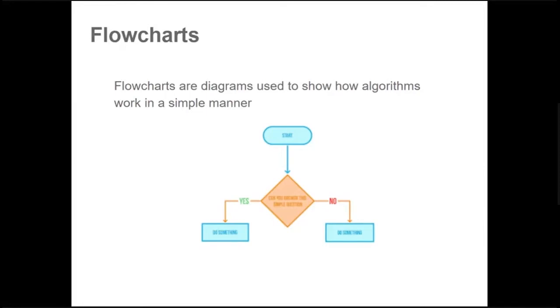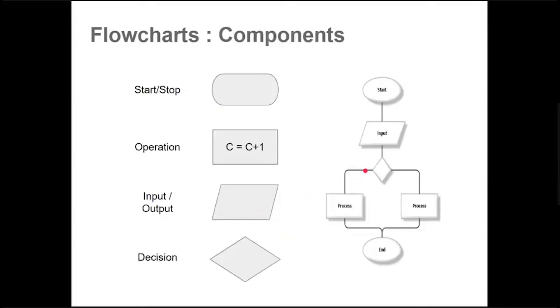Let's now talk about flowcharts. Flowcharts are diagrams used to show how algorithms work in a simple manner. Let's look at a few components of flowcharts. We have the start or stop component. We have the operational rectangle within which we write operations like c is equal to c plus 1 or n is equal to 1, where n is some other variable or anything. If we have an operation, we use it in this rectangle.